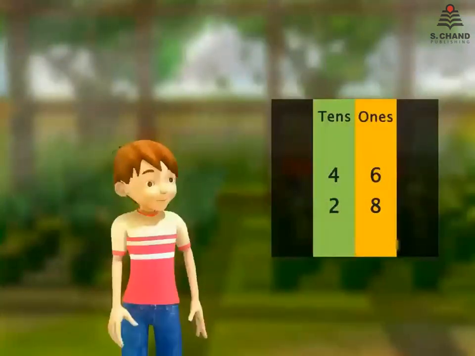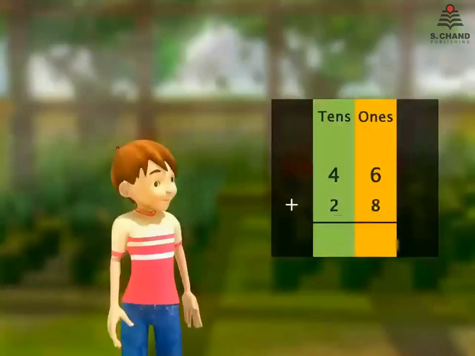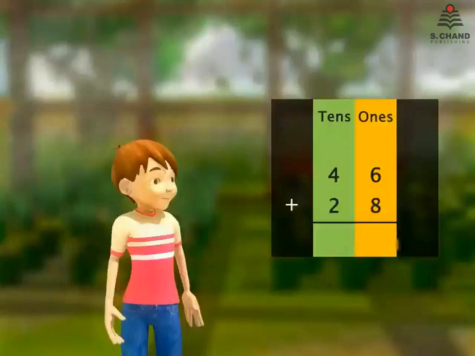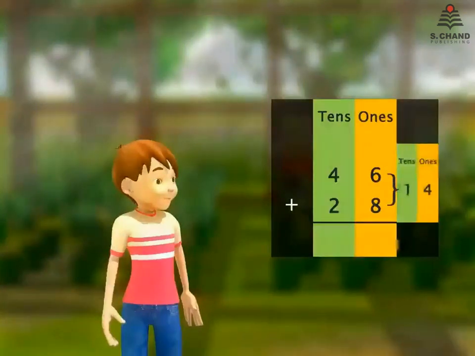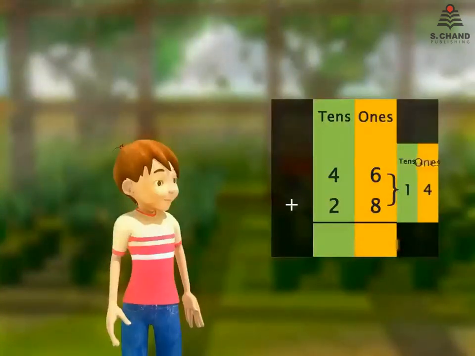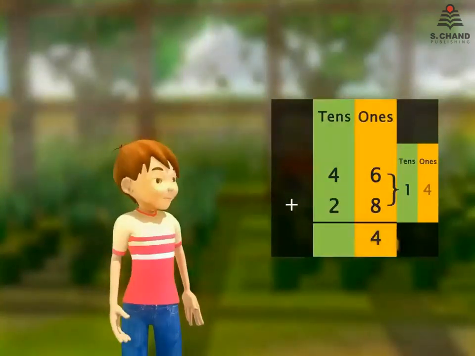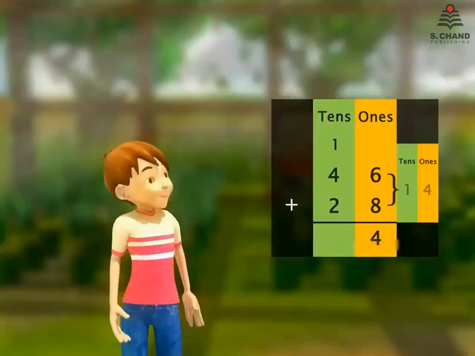To find the answer, we have to add 46 and 28. We always start adding from the ones column. Adding 6 and 8 in the ones column, we get 14. The number 14 has 4 at the ones place, so we write 4 in the ones column of the answer. Next, we place 1 from the tens place in number 14 as carryover in the tens column of the sum.